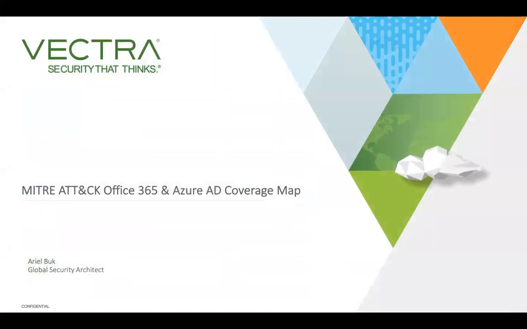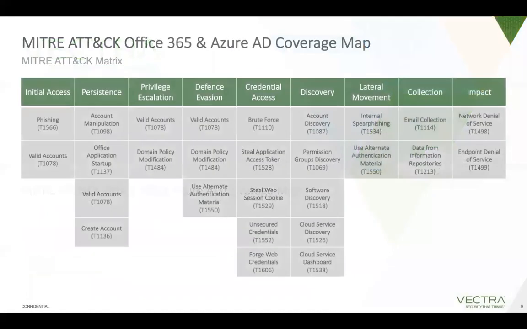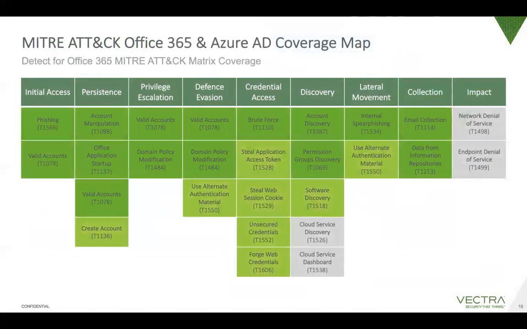Let's now take a look at how this maps into a MITRE ATT&CK framework. In here, you're seeing all the tactics and techniques that conform the MITRE ATT&CK matrix. And within that, what we're seeing is where Vectra is actually providing coverage. There are certain things like if we take a look at the very right, you will see endpoint denial of service or network denial of service. That's not where Vectra plays, and therefore that's grayed out.